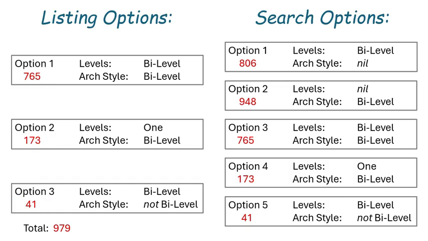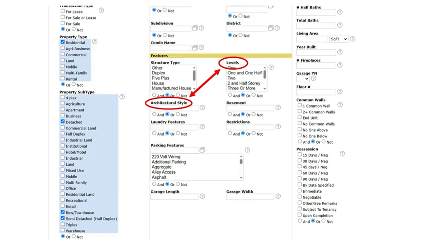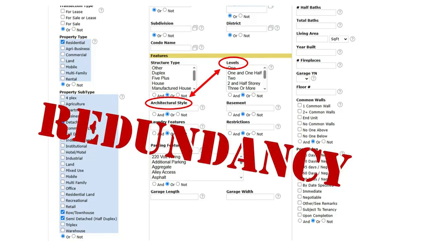So as you can see, none of these options will capture all of them. The best option we have is this one here because it captures those 2, but these are going to fall through the cracks and not show up. So what we got here is a dog's breakfast, and it's because of the redundancy between these 2 fields.